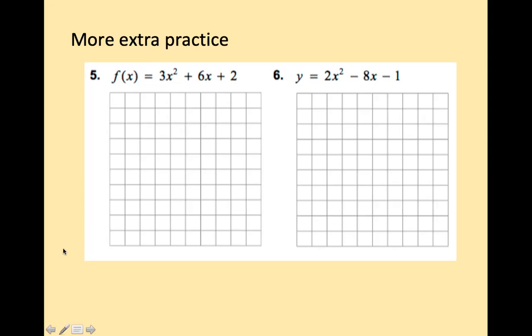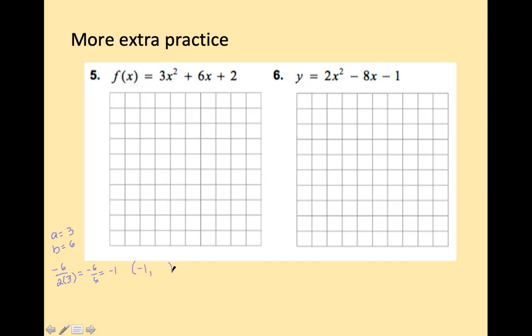So let's start with our vertex. Remember, we need negative b over 2a. So our a in this case is positive 3. We get that from here. Our b is a positive 6. So I'm going to do negative b over 2 times a. That's going to be negative 6 divided by 6 is negative 1. All right, so the x coordinate of my vertex is negative 1.